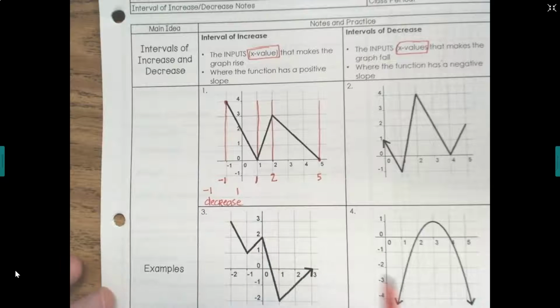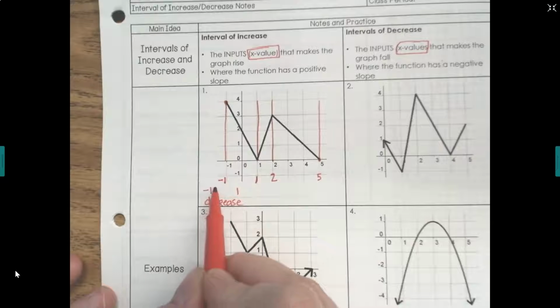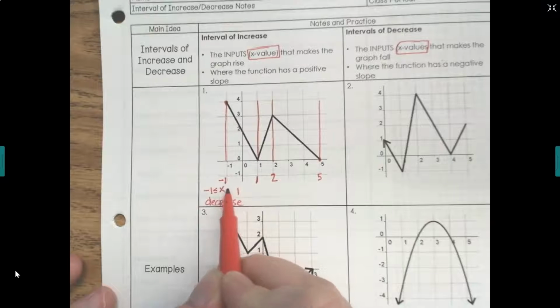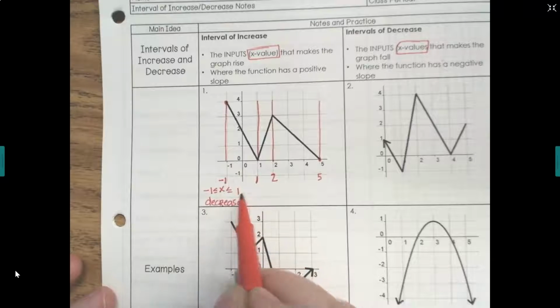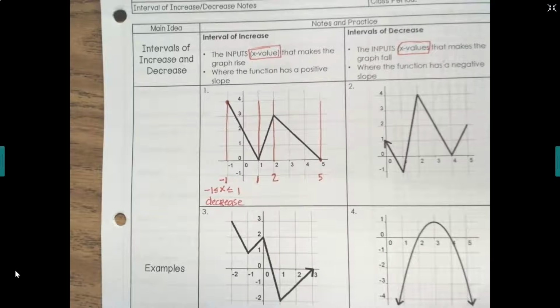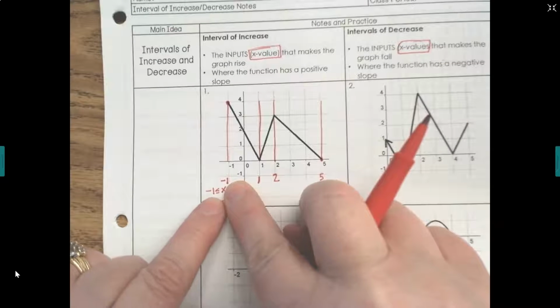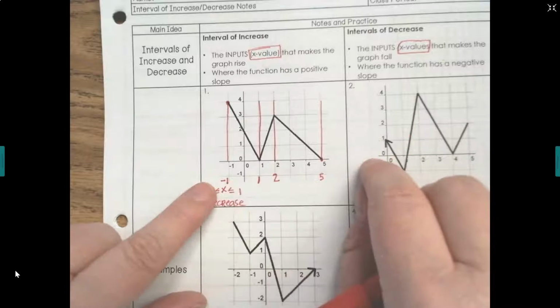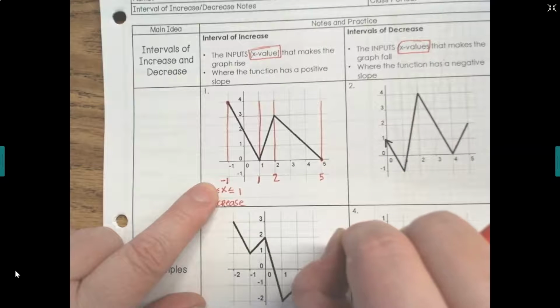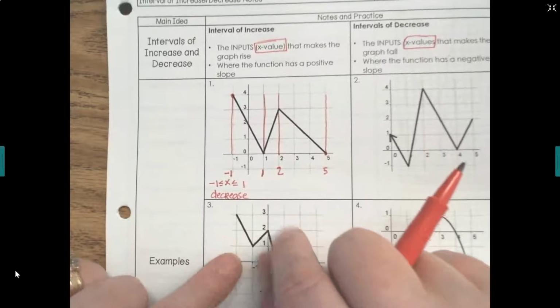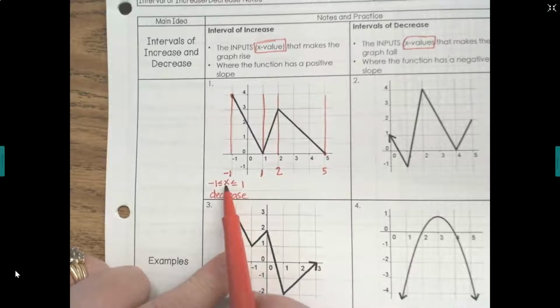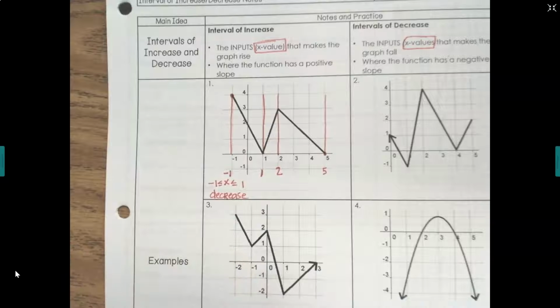But the way this gets written officially is you say -1 is less than or equal to x, which is less than or equal to 1. So what we have here is two inequalities. One where we're saying the x values are greater than -1, and one where we're saying the x values are less than 1. So when you look at it, all the x values in the decreasing section here are from -1 to +1. Okay, so it's telling you where the decrease starts and stops.